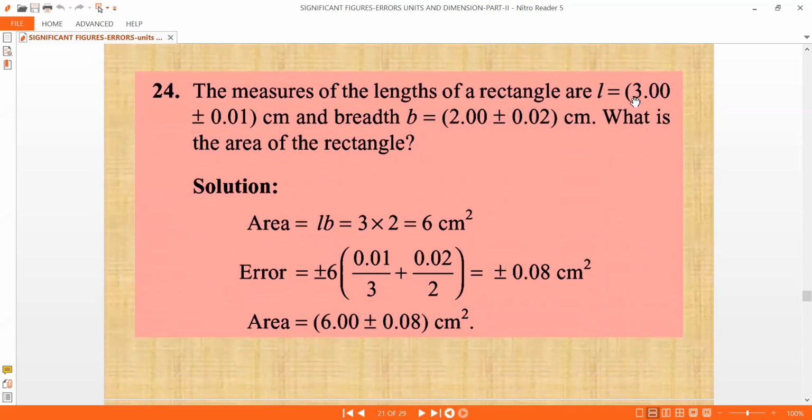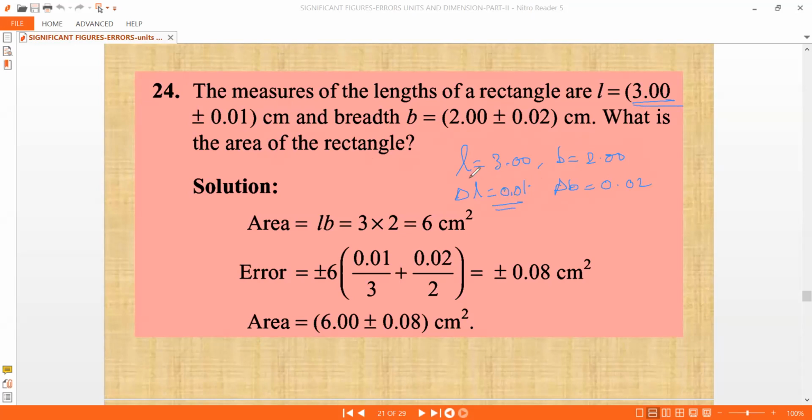The measurement of the length of a rectangle is 3.00 plus or minus 0.01 centimeter, and breadth is 2.00 plus or minus 0.02 centimeter. What is the area of the rectangle? This is how the question is being asked. Now you see, the base values you have to take. So the length is 3.00 and the breadth is 2.00. Delta B is 0.02, and delta L is 0.01. This is how we write separately.